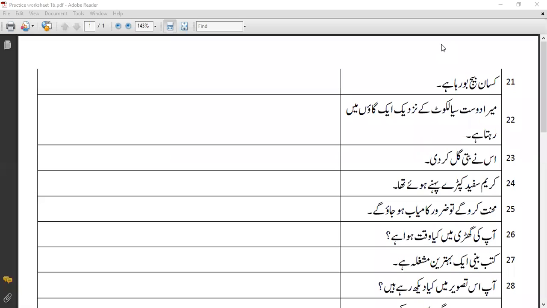Now this is the remaining section of the translation which we were doing. We'll try to do a few more sentences because these sentences are very important. Most of them have been taken from the past papers and a few have been made by the teachers.